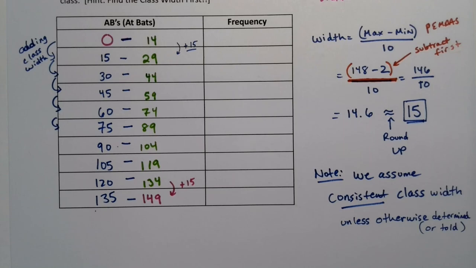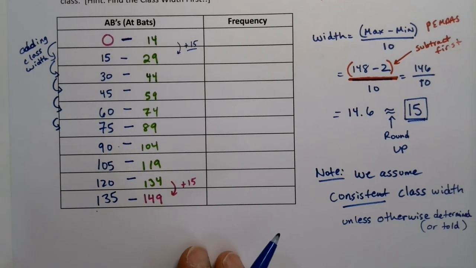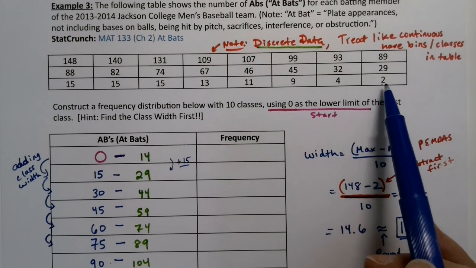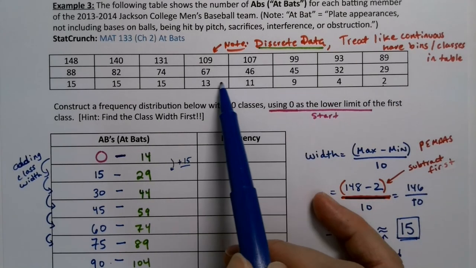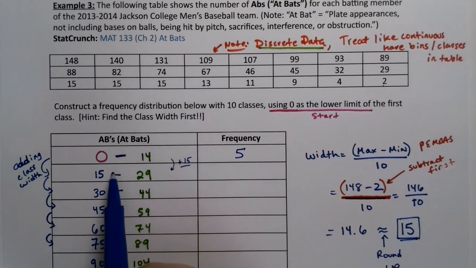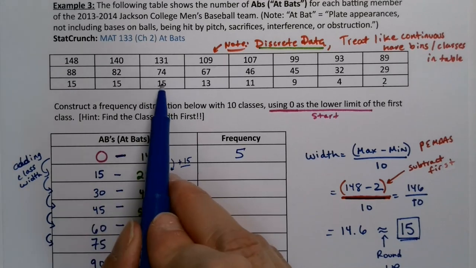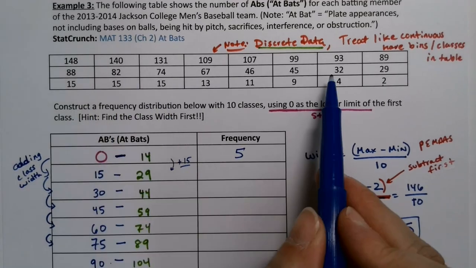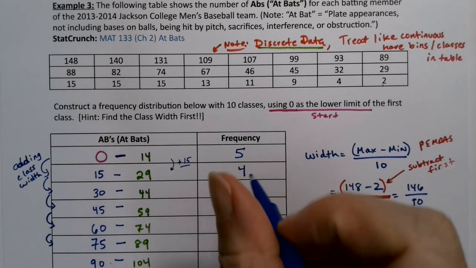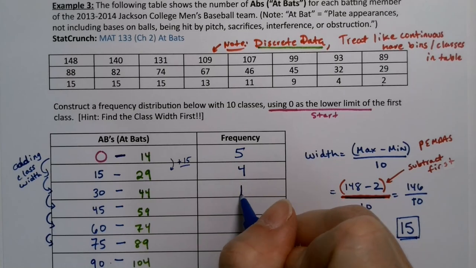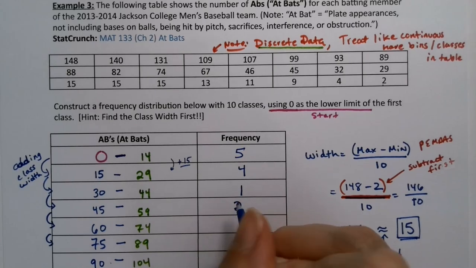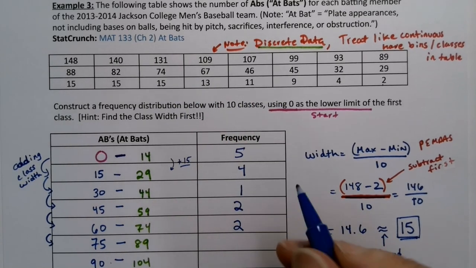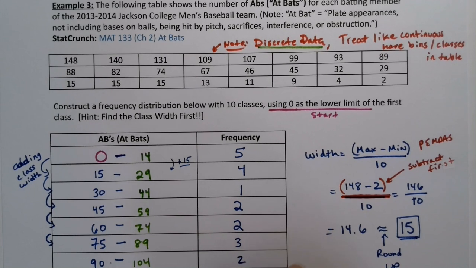Now, what about the frequencies? Well, you count, right? I'd love to tell you it's more glamorous than that, but you just count and figure out, hey, how many are between 0 and 14? Right there, there's 5 of them. How many are between 15 to 29? Well, you count, 15 counts in there. So 1, 2, 3, 4, and so on. There's 1 from 30 to 44. 45 to 59 is 2. 60 to 74 is 2. Then 3, 2, 2, 1, and 2 in that last group.